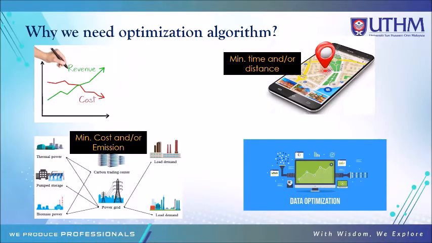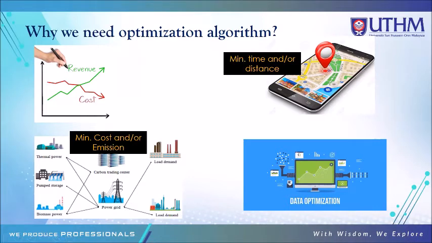When we are talking about optimization, basically why do we need to optimize? Why do we need to optimize our system? Why do we need an optimization algorithm? Of course, we have limited resources. For example, we try to reduce the operation cost of the system in order to enhance our revenue or profit. We try to minimize.